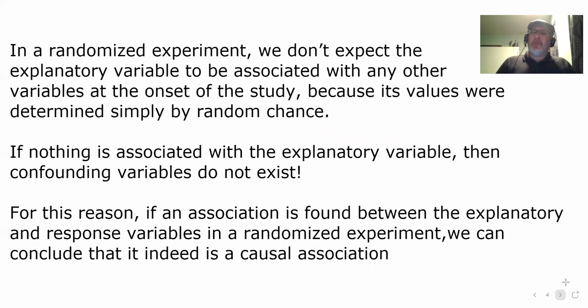In a randomized experiment, we don't expect the explanatory variable to be associated with any other variables at the onset of the study because its values were determined simply by random chance, not by some confounding variable. If nothing is associated with the explanatory variable, then confounding variables do not exist. For this reason, if an association is found between the explanatory and response variables in a randomized experiment, we can conclude that it indeed is a causal association.